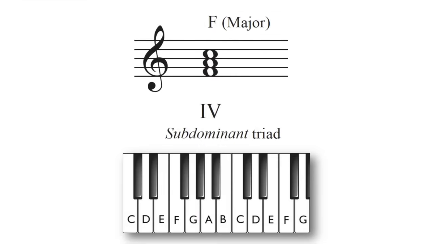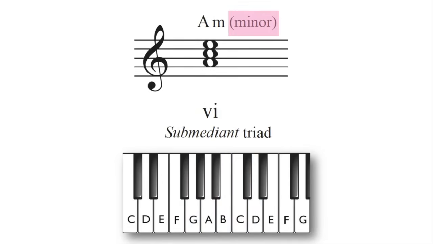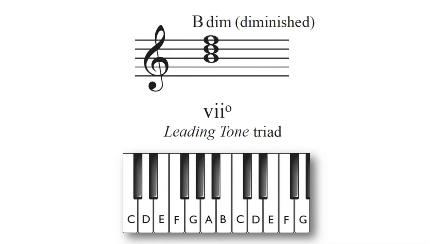The 4 chord is major and called subdominant triad. The 5 is also major and called dominant triad. The 6 is minor and called submediant triad. And finally, the 7 is diminished and called the leading tone triad. It's called diminished because of the diminished fifth between the root and the fifth, which is a half step smaller than a perfect fifth. This interval is also called the tritone.